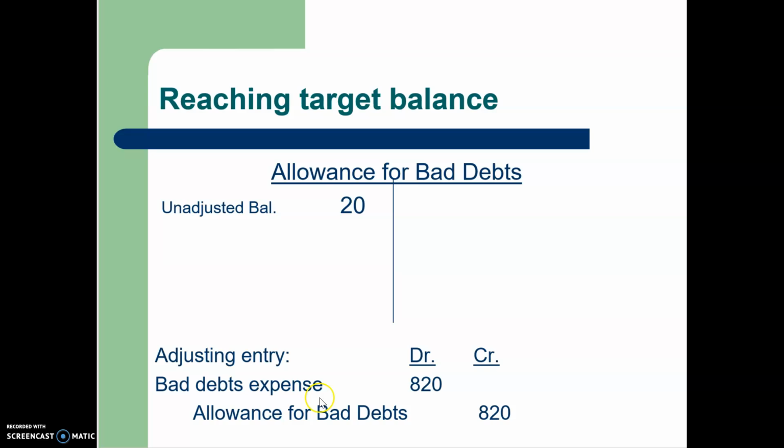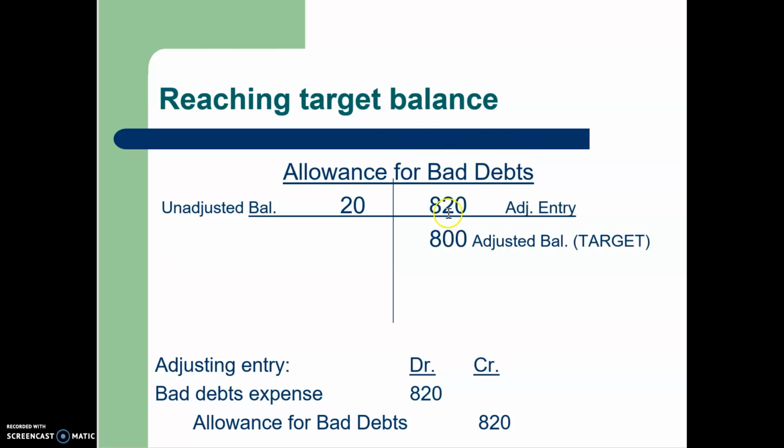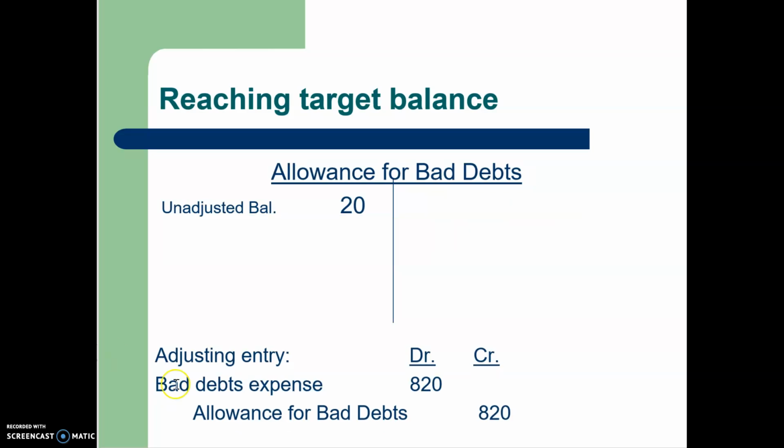So we debit bad debt expense 820, credit allowance for bad debts 820. The bad debt expense of 820 is going to be reported on the income statement. And then when we post the 820 to the allowance for bad debts, that's how we get to the 800 adjusted balance in allowance for bad debts, and that's what we wanted to happen. So this is the journal entry we would make if we were using the aging method to estimate our bad debts expense.